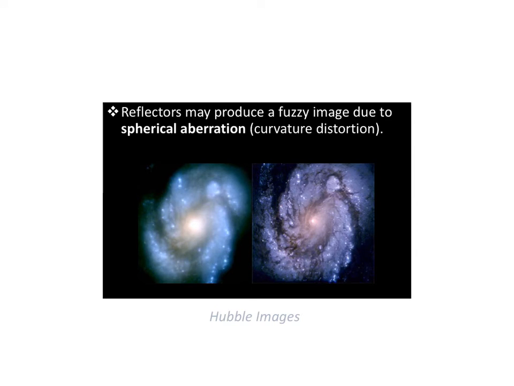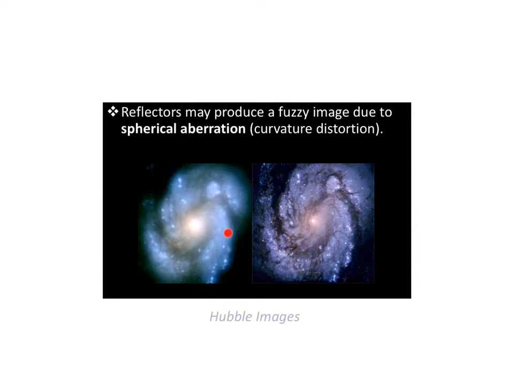One of the issues that can arise from reflectors is called spherical aberration, and this is essentially the blurring of an object simply due to the spherical nature of the mirror, due to the surface geometry of that mirror, and it can also happen with lenses as well. So it can appear distorted.